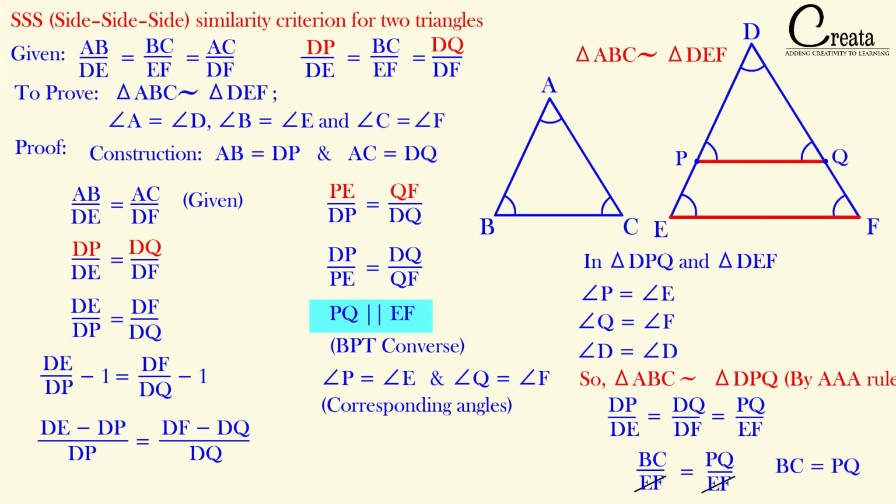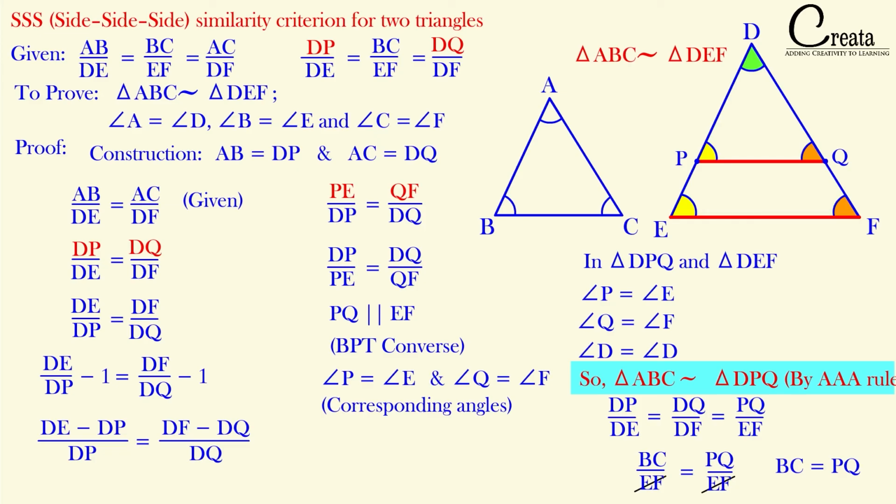Here DE as transversal, we got angle P and angle E as equal. Similarly, we have taken DF as a transversal. We got angle Q and angle F as equal to each other. Okay, these two angles and these two angles are equal. So by proving two pairs of angles as equal, we have proved the triangle DPQ and triangle DEF as similar to each other. These two triangles are similar by AAA criteria.